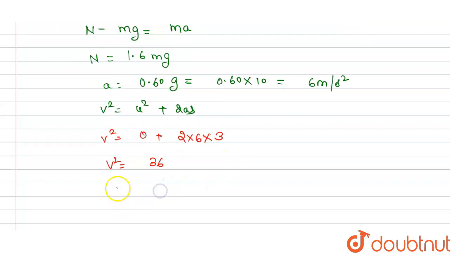Taking the square root on both sides, we get v equals 6 meters per second. So this is our velocity for this question, and this is our answer.